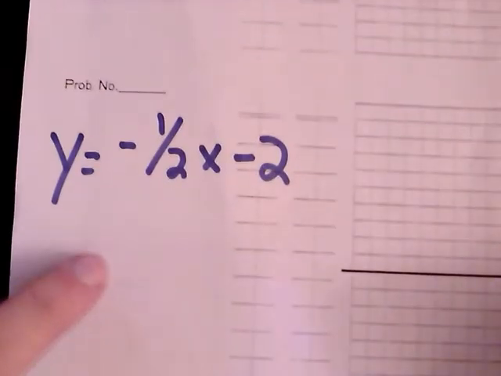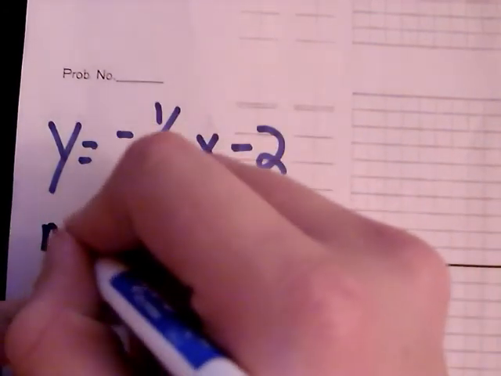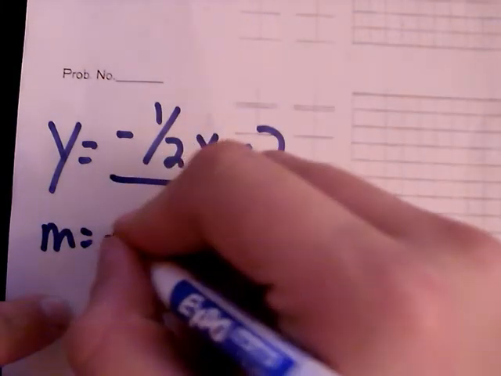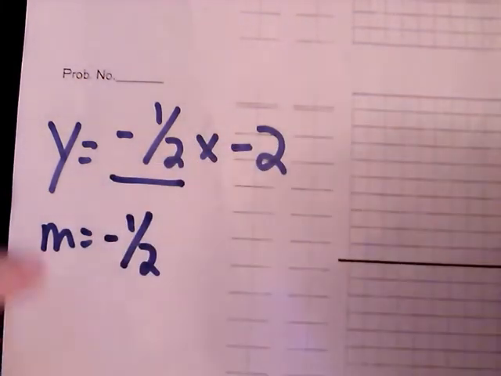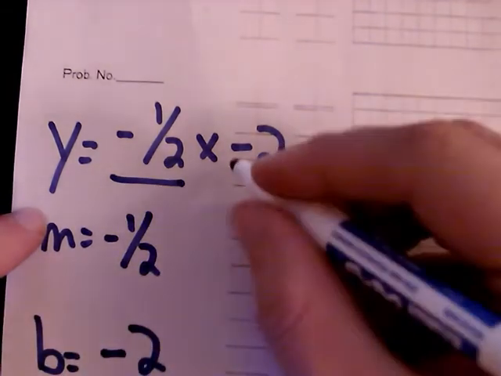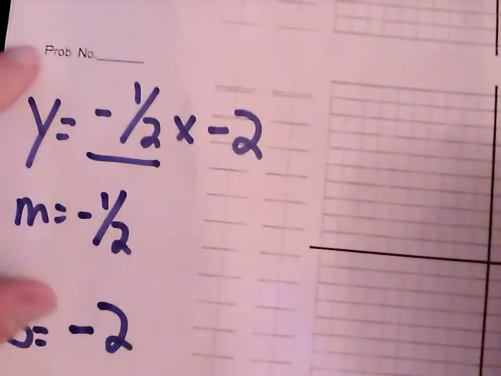Alright, so the next one, y equals negative 1/2 x minus 2. Once again, you have to identify what the slope is and the y-intercept. So slope is right there, negative 1/2. And b equals negative 2. Remember, since it's minus 2, you have to include that it's a negative 2 for the y-intercept.